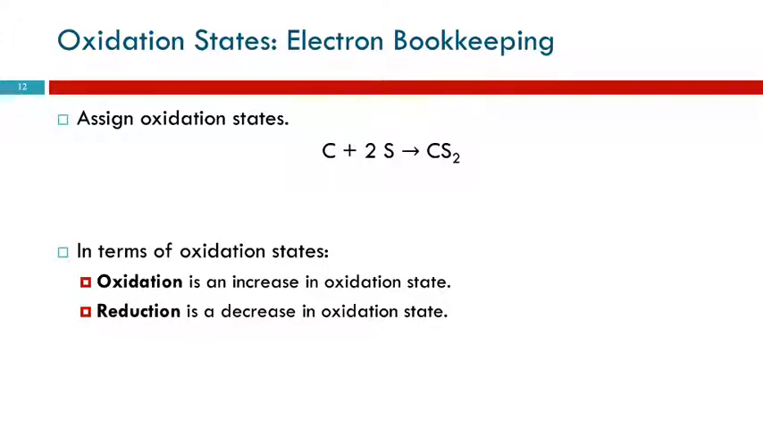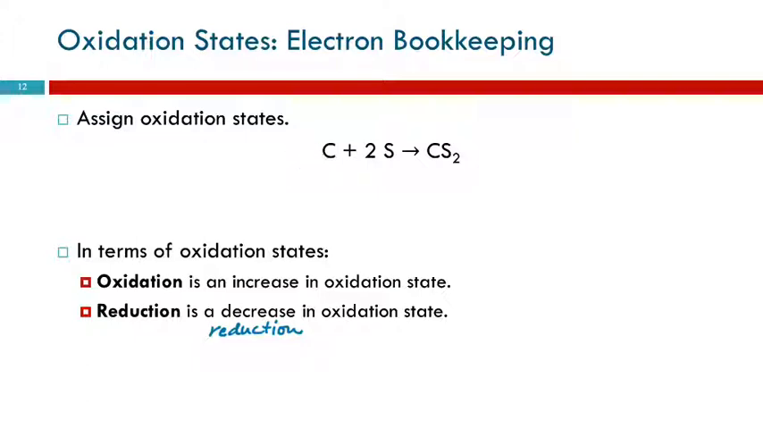So we go back to this equation here, a chemical reaction of carbon reacting with sulfur, and we want to know what's being oxidized and what's being reduced. Well, we assign oxidation states and look at how the oxidation states change. In terms of oxidation state, oxidation is an increase in the oxidation state. Reduction is a decrease. Reduction is a reduction in the oxidation state. So if the oxidation state goes down, that's the thing that's being reduced.